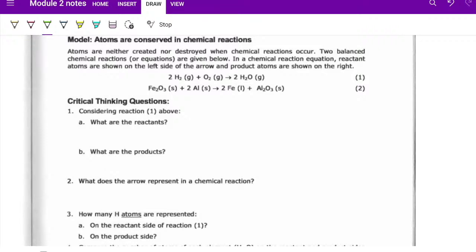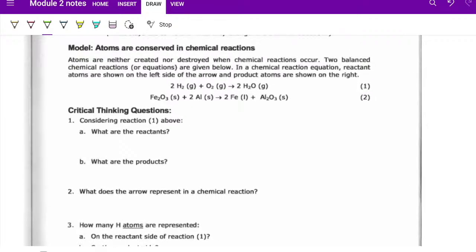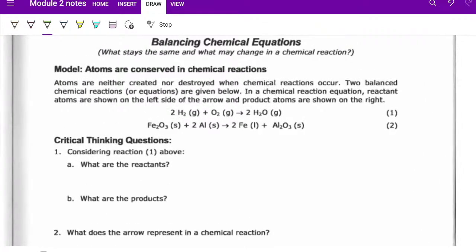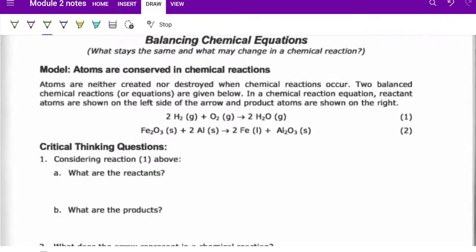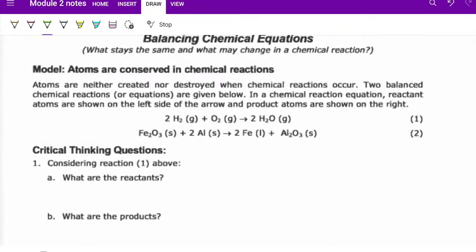All right, anyway. So this asks you to use some of the information that's shown here to answer some of these questions. These questions will seem really easy at first, and then they build up to the knowledge that you want to have. So it's good to actually work through them in order and to take the questions seriously, but don't think too hard about them. So for example, this first part describes some things. Atoms are neither created nor destroyed when chemical reactions occur. Two balanced chemical reactions or equations are given below. In a chemical reaction equation, reactant atoms are shown on the left side of the arrow. Product atoms are shown on the right. So then the question says, considering the reaction, what are the reactants and what are the products?